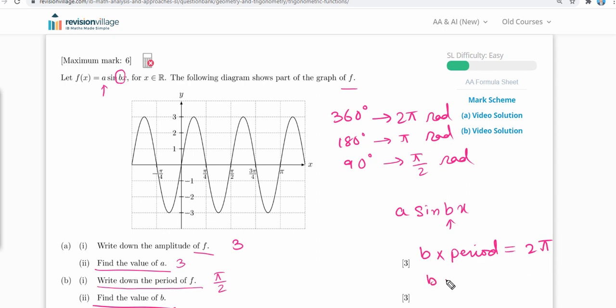So the value of b will become equal to 2 pi over the period, that is pi by 2. Pi will get cancelled, and the value of b will become equal to 4. So 4 is the answer for the value of b. This is how you'll work out questions related to the trigonometric graph. This is the graph for the sine function.